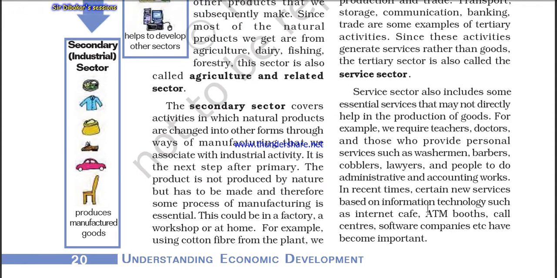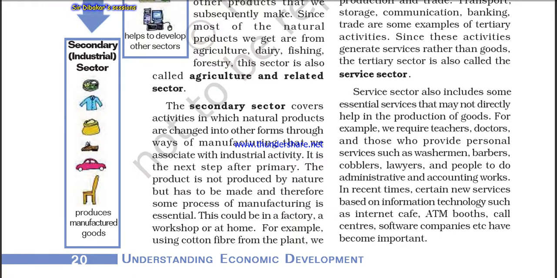Primary sector is related to production of goods. Secondary sector is also related to production of goods, whereas tertiary sector does not produce any good, but it is to provide services. I hope the point is clear. Clear? It's very good.